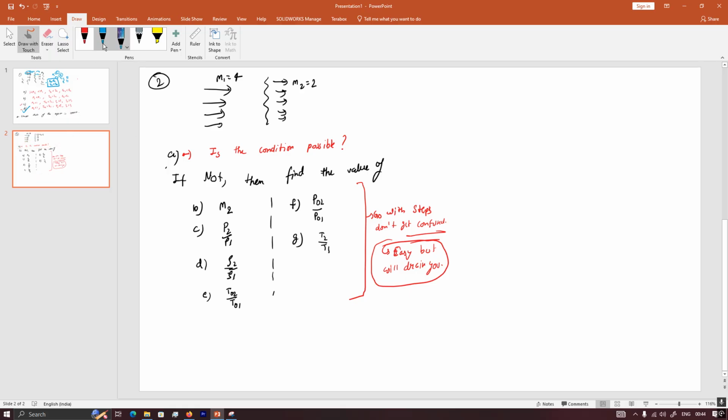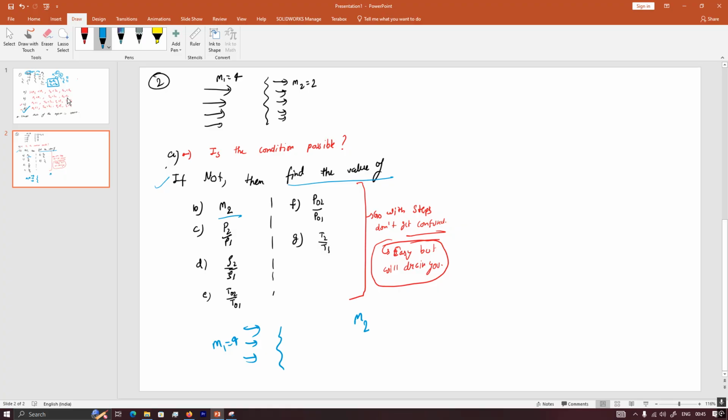So let's see what is asked in the question after that. If not possible, then find the value of m2. So we know the formula for m2. What formula do we have? Okay, so there is a normal shock wave. We know that m1 is 4. So now we can calculate what the Mach number will be after crossing the normal shock wave.